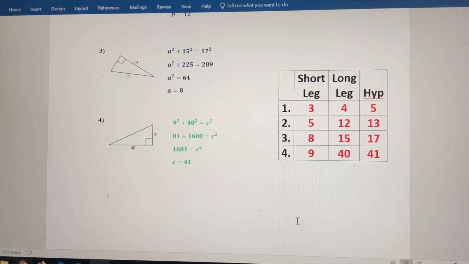There are other Pythagorean triples that we didn't go over here that you might see pretty often. So once you see a Pythagorean triple, try to commit it to memory, and it's going to make your life a little easier down the road when we're dealing with trigonometry.